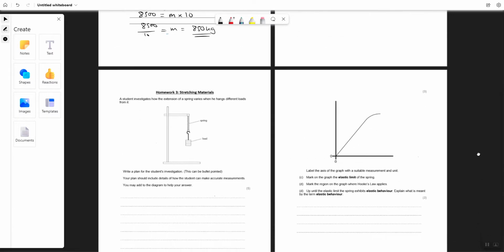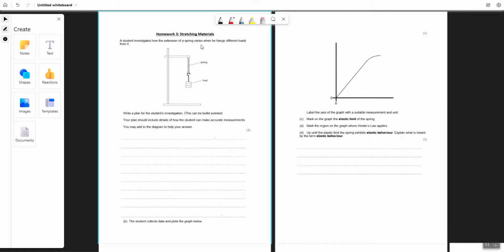Right, okay. So the next big topic that you did was all about stretching materials and things. So there's a lot of practical stuff, stretching springs, stretching elastic bands. Hooke's law is this thing. So a student investigates how the extension of a spring, so key thing here is extension, varies when he hangs different loads from it. Write a plan for the student's investigation. This can be bullet pointed. Often it's very helpful to bullet point things.